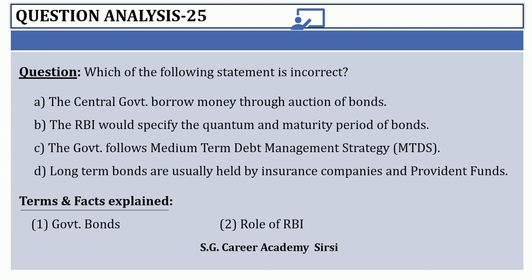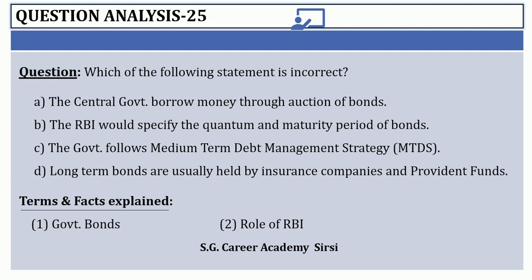Coming to the basics of this question, the role of RBI and also the government bonds. In general, they are called government securities. There are two types: treasury bills and bonds. Treasury bills are transacted by the RBI on behalf of the Government of India. And the Reserve Bank of India is also assigned the task of managing government borrowing, both treasury bills as well as bonds. So definitely the first statement is correct, that the central government borrows money through the auction of bonds.